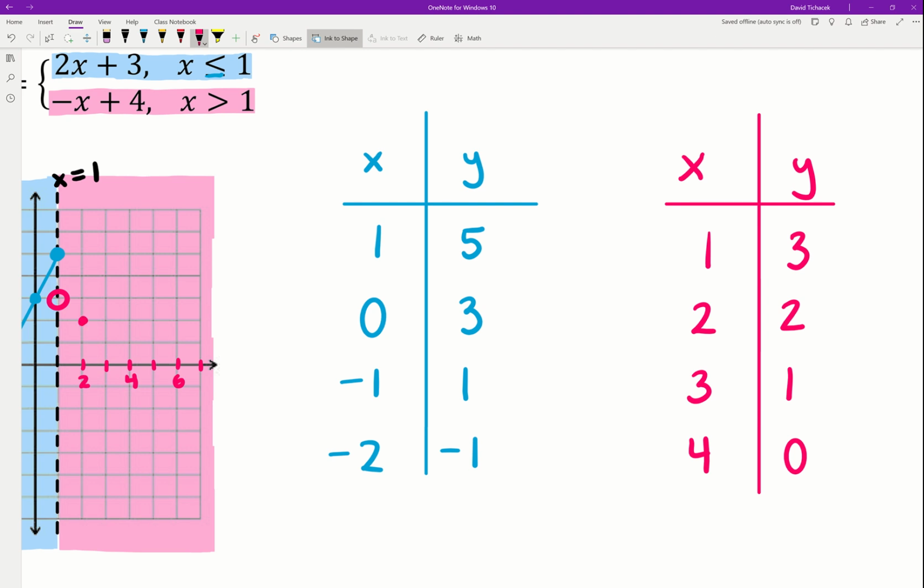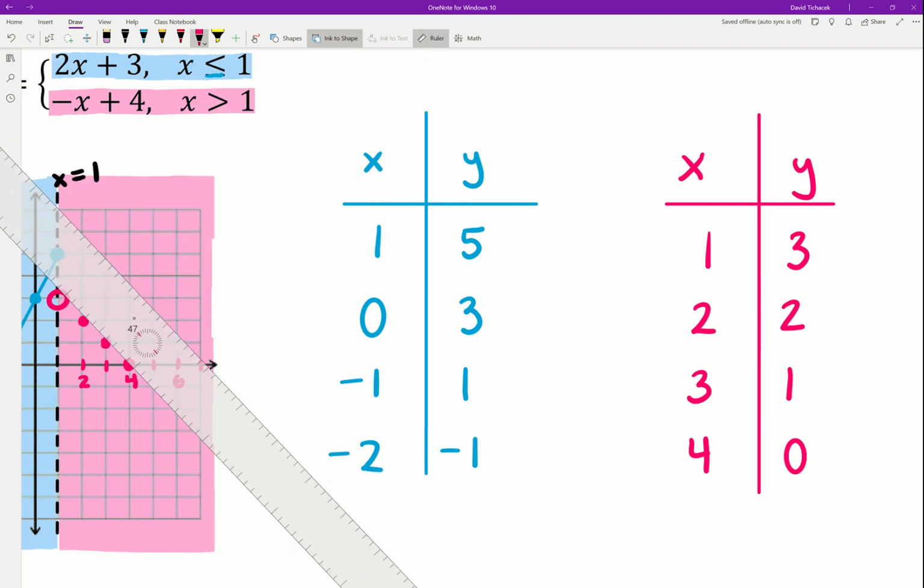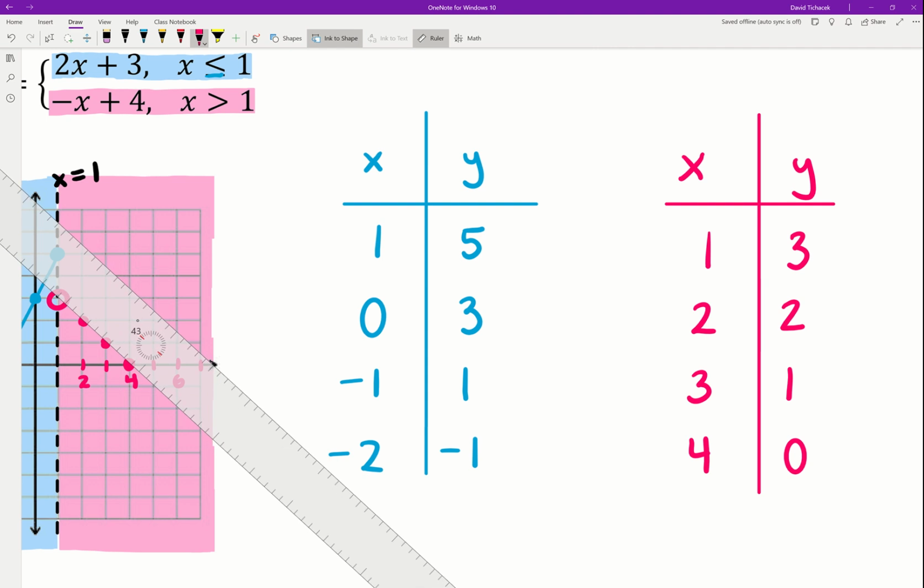So if I just go ahead and plot those points here, you'll notice that my shape is going to start to look a little bit like this. And I can now take my straight edge here and line it up. And again, I'm only going to draw the portion of this machine that exists in my pink region. I'm not going to dip over there into my blue region because that has a different function formula attached to it.